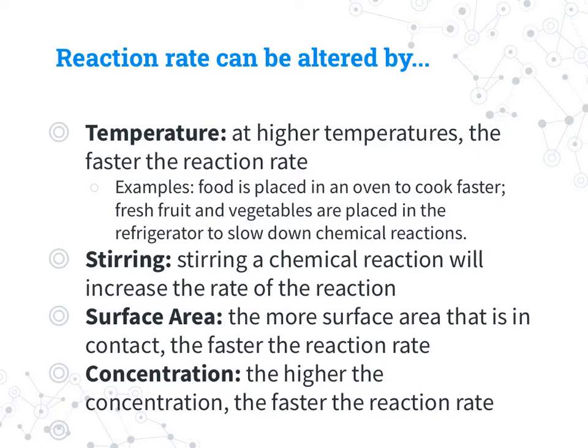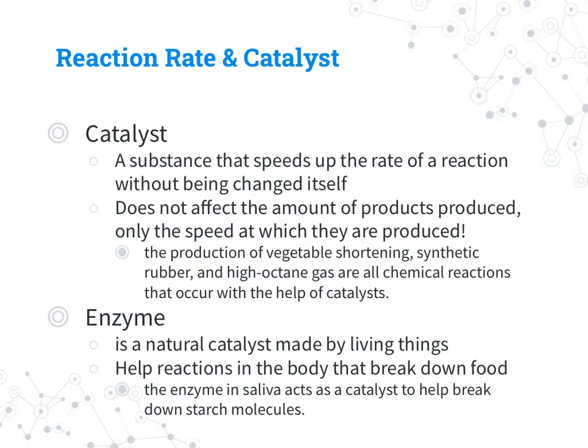Concentration. The higher the concentration, or the more molecules of reactant per unit of volume, the faster the reaction rate. Reaction rates can also be influenced by catalysts. A catalyst is a substance that speeds up the rate of reaction without being changed itself. So when we have our reactants turning into products, rather than adding the catalyst as a reactant, it doesn't get used up. So it can't actually be listed as a reactant itself.